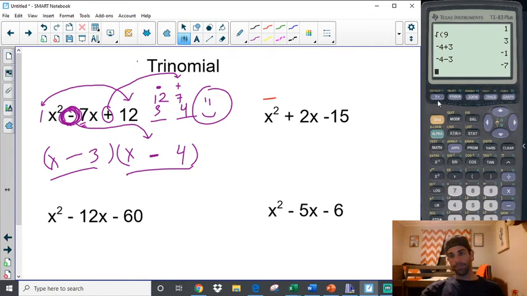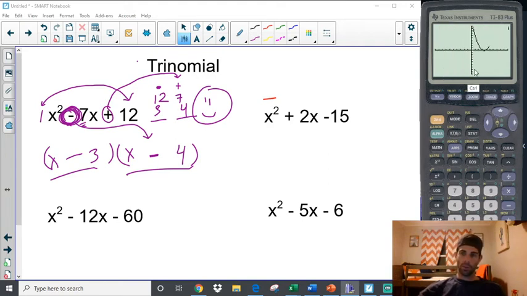Shortcut to that is if you went here and just put the problem in, right? X squared minus 7x plus 12 and hit graph, you're going to see the quadratic, right? And if you notice, it's going to hit the x-axis. It could be in one spot, it could be in two spots. And those are called roots or zeros or solutions. And you can also find them in the table where the y value is 0.